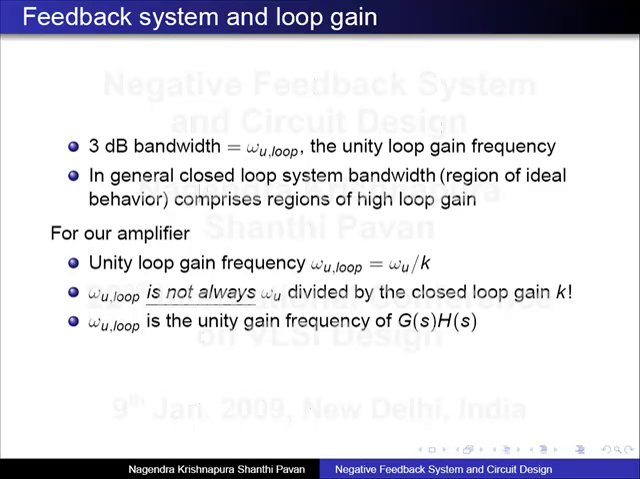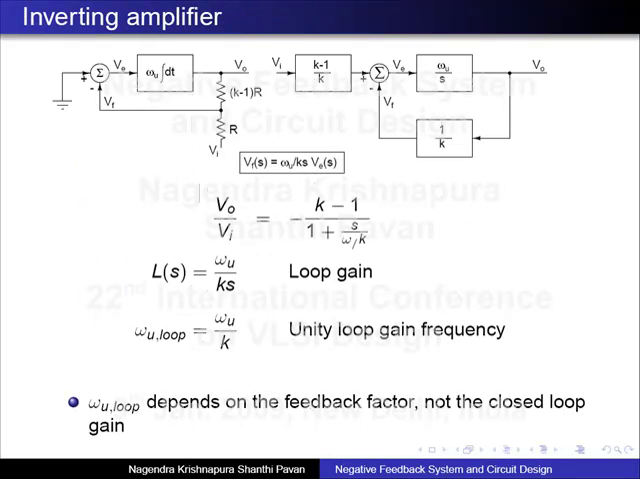So the thing to remember from here is that wherever the loop gain is very large, you will get the ideal behavior that you wanted. Now this is an obvious example of a case where the unity loop gain frequency is not simply omega u divided by k.